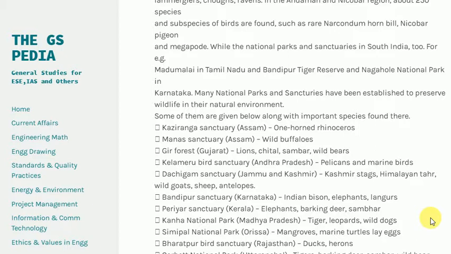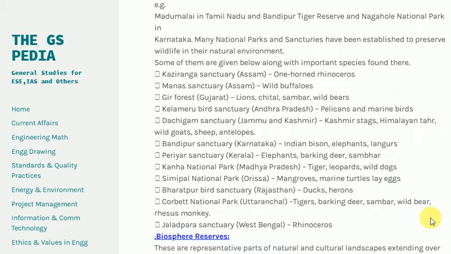Many national parks and sanctuaries have been established to preserve wildlife in their natural environment. Some of them are given below along with important species found there. Kaziranga Sanctuary, Assam, one-horned rhinoceros. Manas Sanctuary, Assam, wild buffaloes. Gir Forest, Gujarat, lions, chital, sambar, wild boars. Kolleru Bird Sanctuary, Andhra Pradesh, pelicans and marine birds.